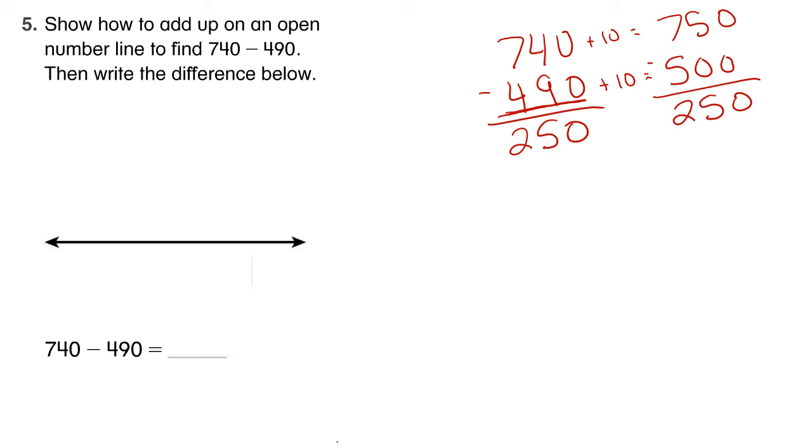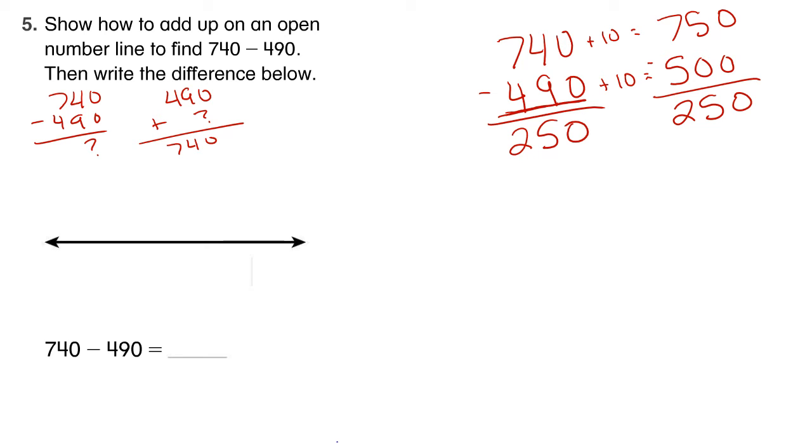So now that I have my difference, I know what my answer should be. It's going to be a lot easier for me to use the open number line to represent that problem. So when I'm adding up on an open number line, what I'm doing is I'm taking 740 minus 490 equals what? And I'm changing that into an addition problem. And I'm saying that 490 plus what equals 740.